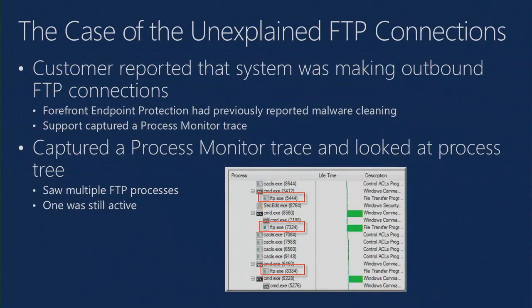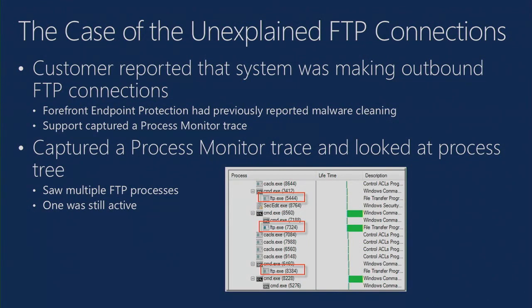And this one is the case of the unexpected FTP connection. So this case actually came into Microsoft support. This was a corporate customer. The customer detected, through some of their network monitoring, that a particular server, which was an Exchange server, was making outbound FTP connections. Now that's not suspicious, is it?